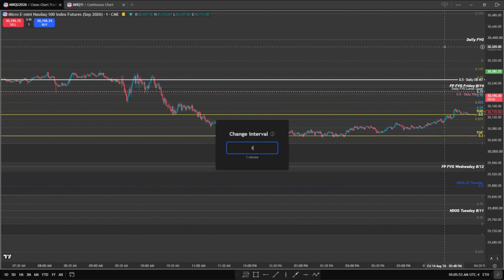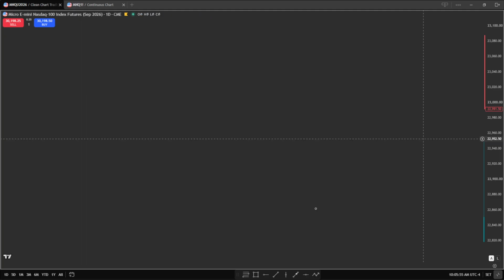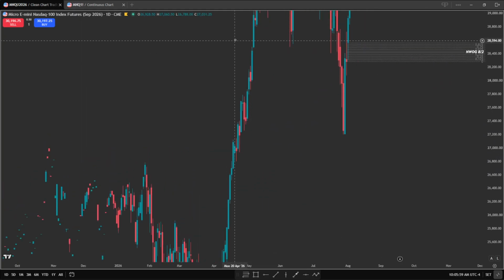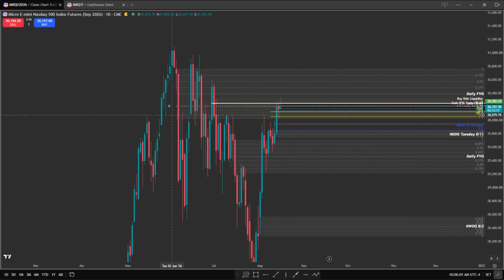So if I go to a daily, I can pull that up. This large daily fair value gap, this looks messed up. It's not. If you hit the set, it shows a volume imbalance there. So that's what I'm using. The low of this daily fair value gap is right around 30,000, 30 even.